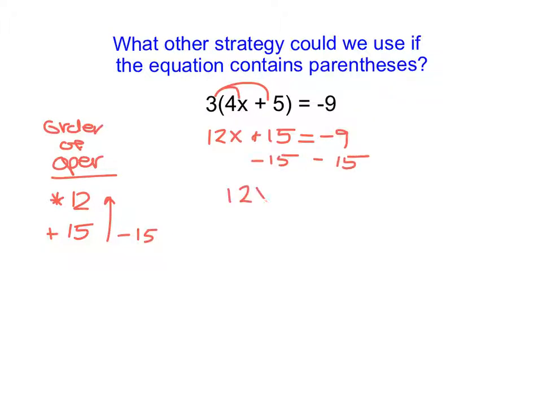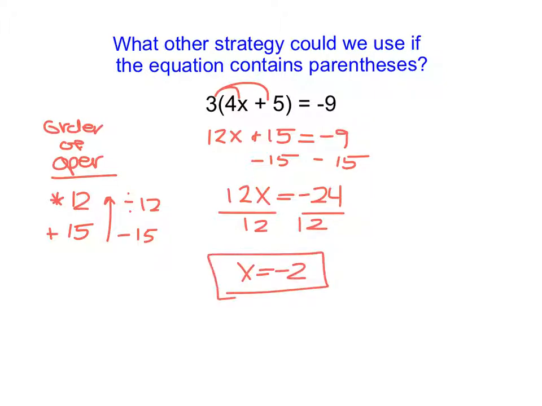So we'd have 12x is equal to negative 24. Divide by 12. We would find x equals negative 2. So if your gut instinct is to distribute first, that is a-okay. If it contains parentheses like that, you can utilize the distributive property to rewrite that problem in a different way, and then from there move forward with solving that multi-step equation.